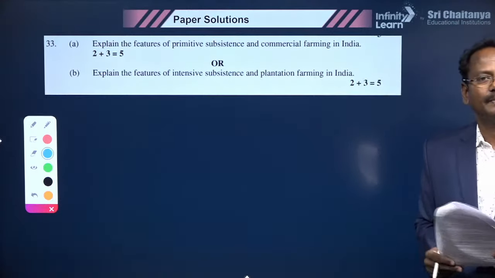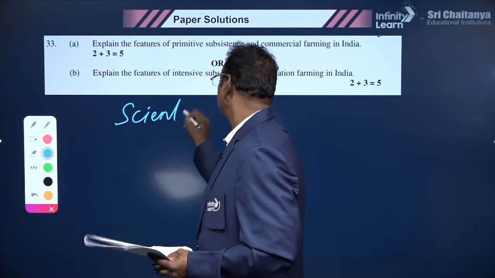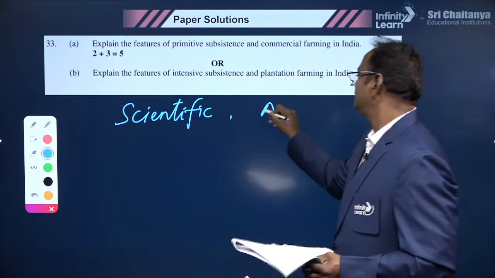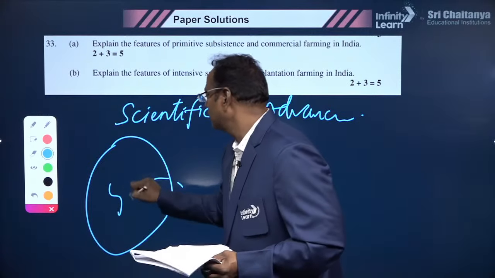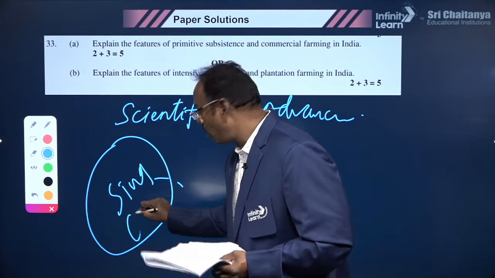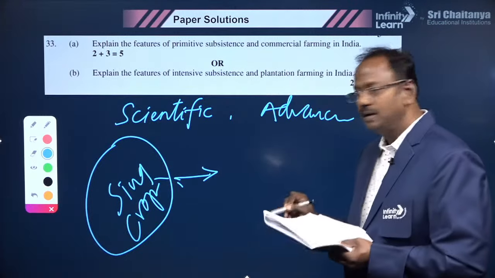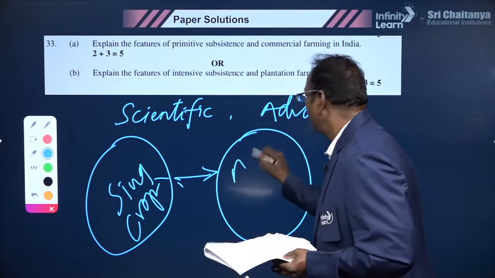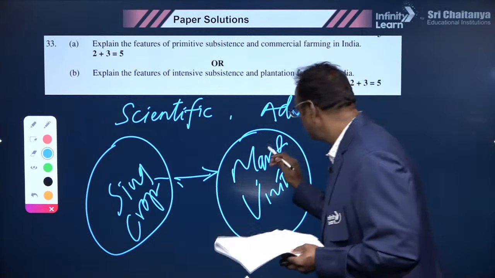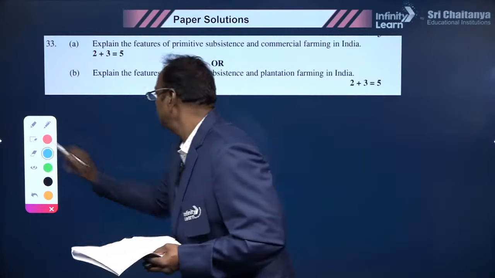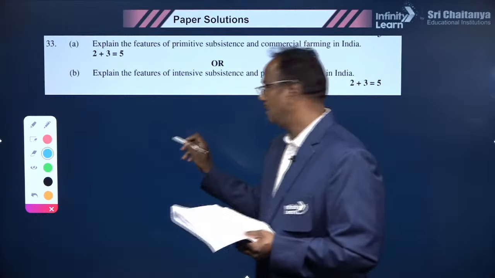When we go to plantation, plantation agriculture is the most scientific and advanced. In an area, a single crop, a single variety of crop, is grown. Most of the plantations are attached to processing units, or I could say, instead of manufacturing, processing units.